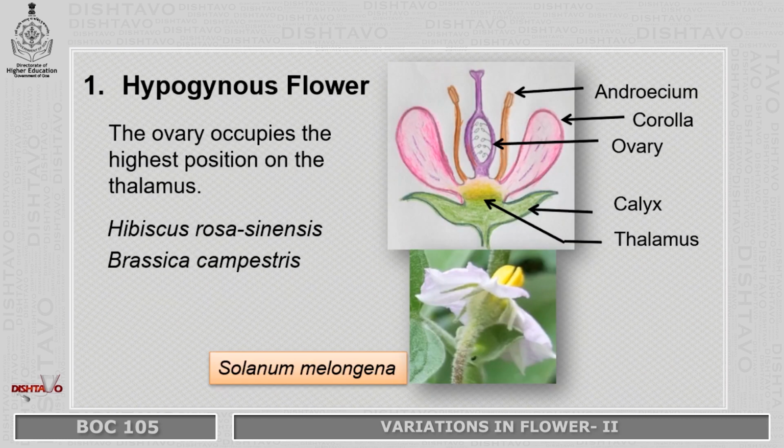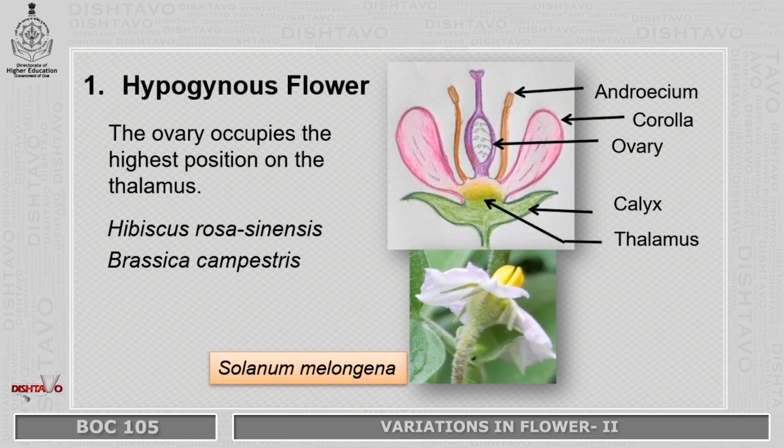In hypogynous flower, the ovary occupies the highest position on the thalamus. The other floral whorls, that is calyx, corolla, androecium, are inserted successively below the ovary on the thalamus. Since the ovary occupies the highest position on the thalamus, the ovary is called a superior ovary, whereas the other floral organs, that is calyx, corolla, androecium, are said to be inferior.